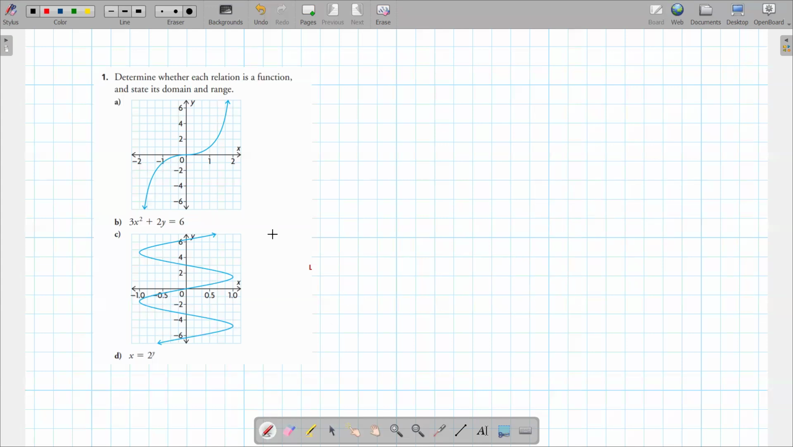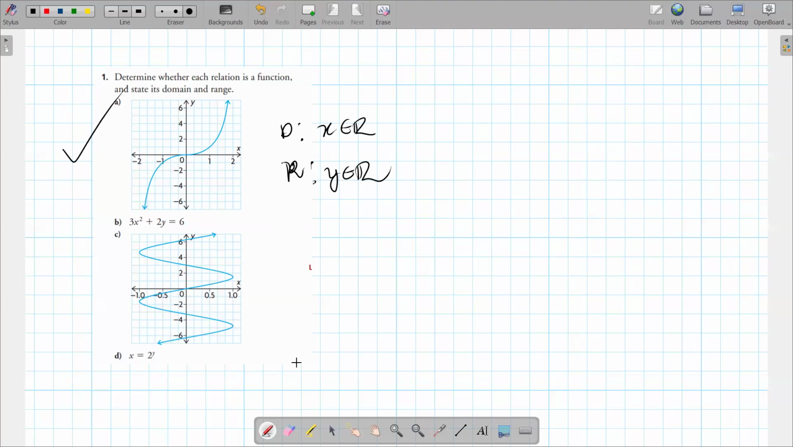It's a polynomial function. What's the domain of a polynomial function? So it's x ∈ ℝ. What about the range? It's y ∈ ℝ. Exactly. Easy peasy. And yes, it is a function. B, is B a function? B is a little bit trickier.